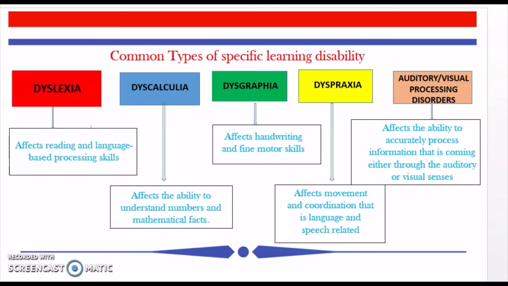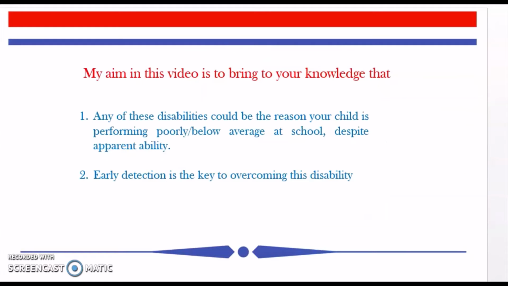All right. So in the classroom, when you see a child that is maybe in reading, she's far behind, it could be this. If it's in mathematics that she goes blank, it could be dyscalculia. If it's in handwriting, it could be dysgraphia, and all that. So the aim of this video actually is to show us the different types of learning disabilities so that you can identify what this child is really struggling with, why he or she is performing low, and then to let us know that early detection is the key to overcoming this disability.